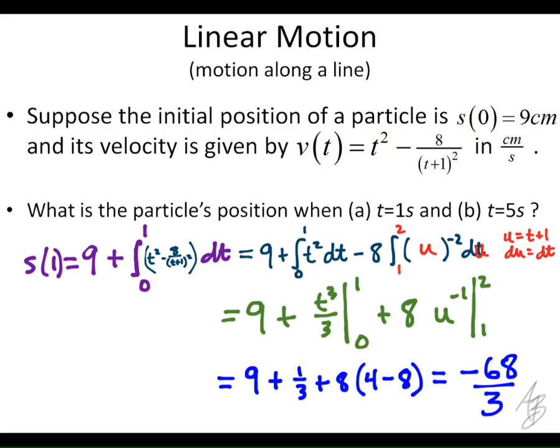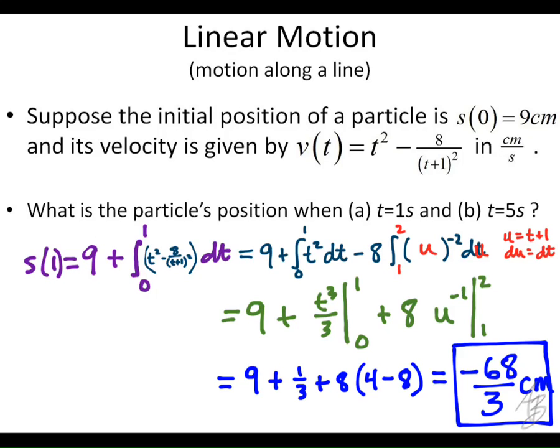And what are the units going to be? Yeah, we're looking at a position on the line, so it's going to be negative 68 over 3 centimeters. What I'd like you to do right now is confirm that with your calculator.